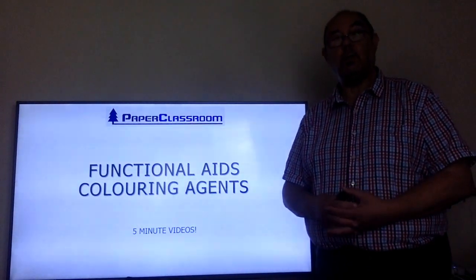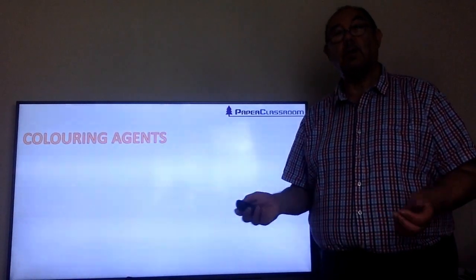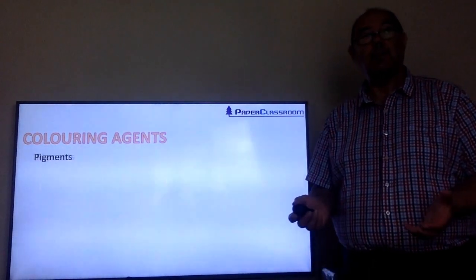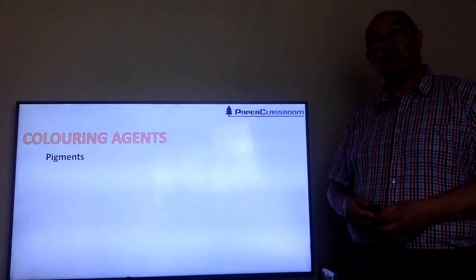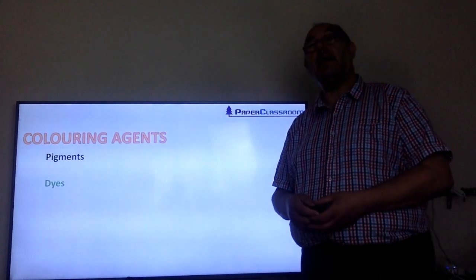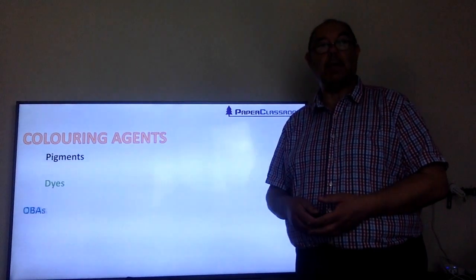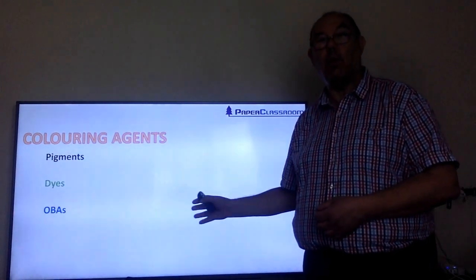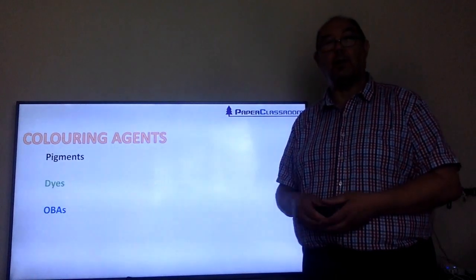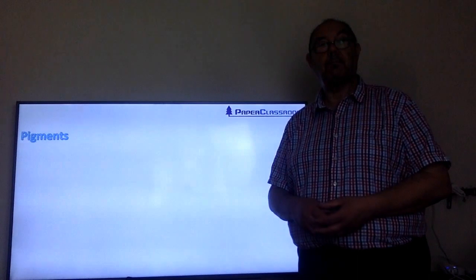In this short video we're going to be talking about colouring agents. Colouring agents fall into one of three categories. We either class them as pigments, or we class them as dyes, and there's one special category of dye that we refer to as an OBA, an optical brightening agent, or as the Americans call it, an FWA, a fluorescent whitening agent.